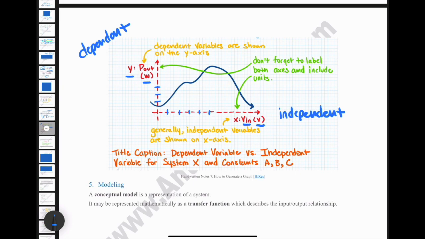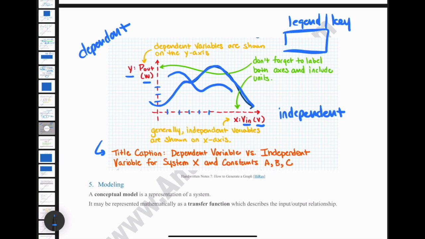Next we simply graph our data. If you have more than one line, then you should have some sort of a legend or a key which does so. And then lastly, it's important to have a good title. So I would say that a good format for a title is dependent variable versus independent variable for some system with constants A, B, and C.